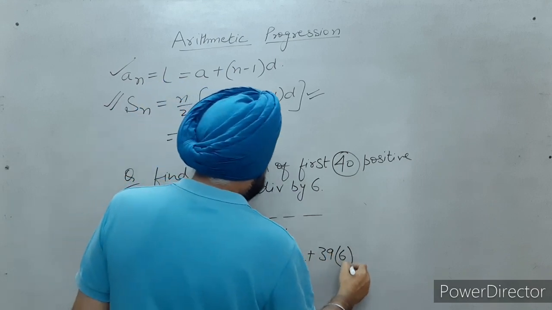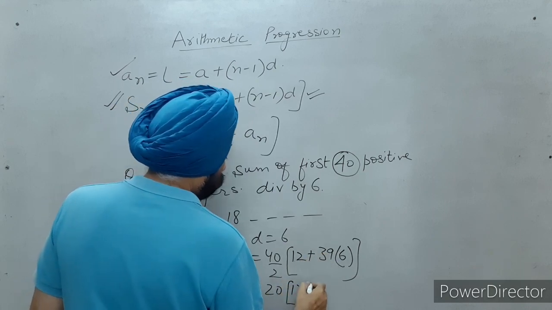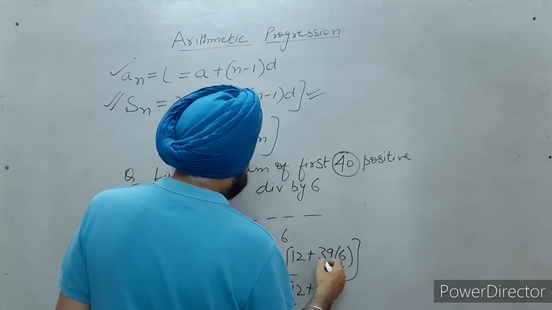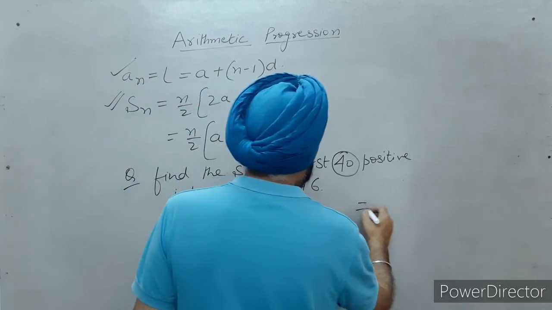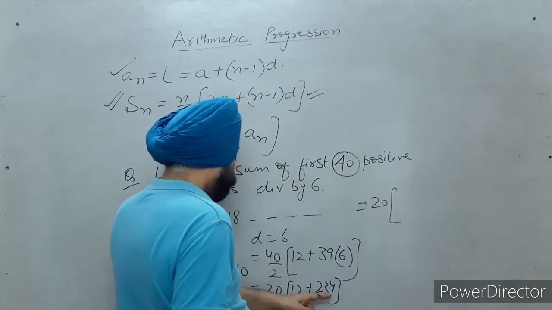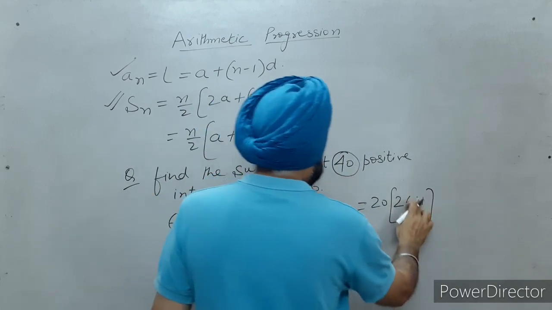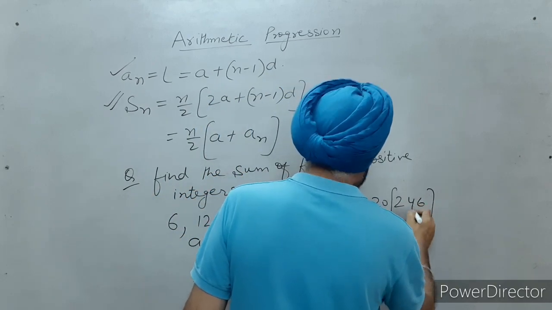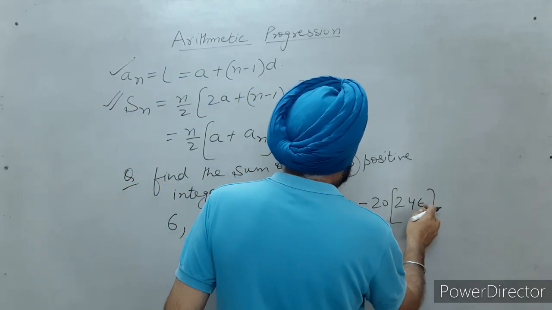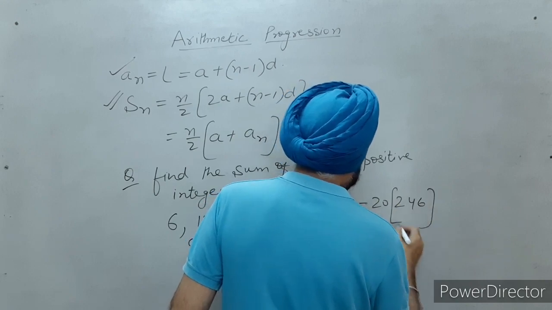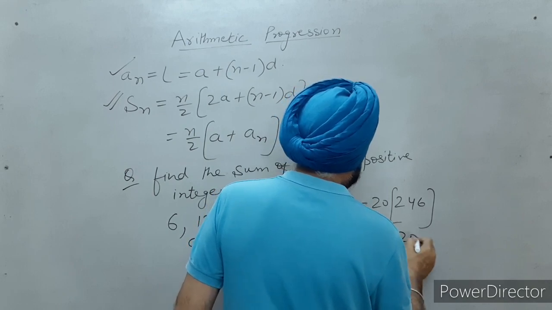D is 6. Okay. I get 20 multiplied by 12 plus 6 times 39, which is 234, plus 12. I get 20 multiplied by 246. Okay? 20 multiplied by 246 is 4920. This is the answer.